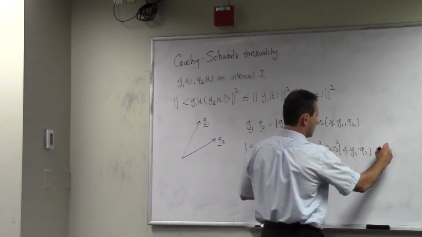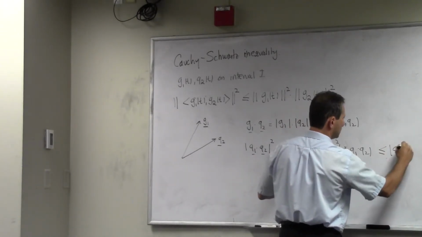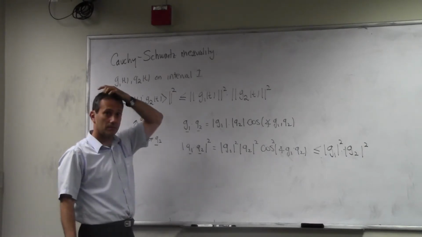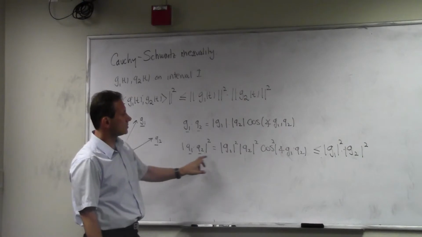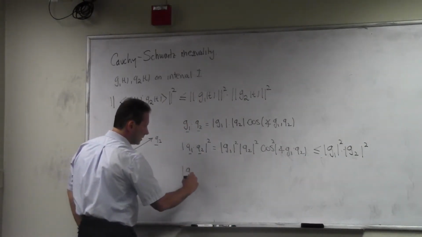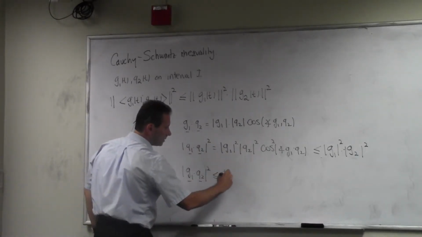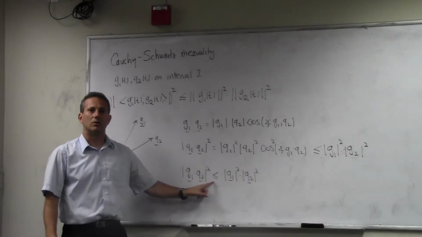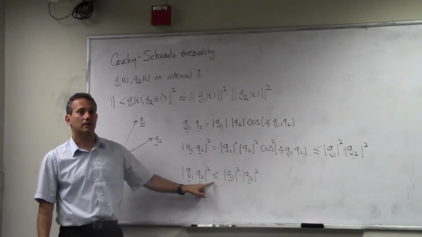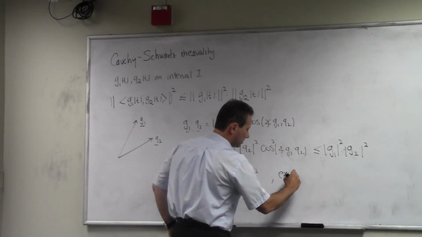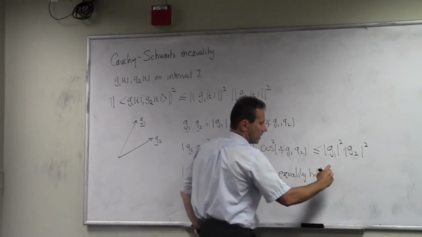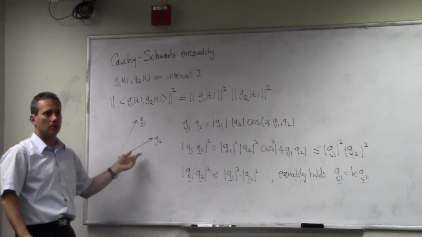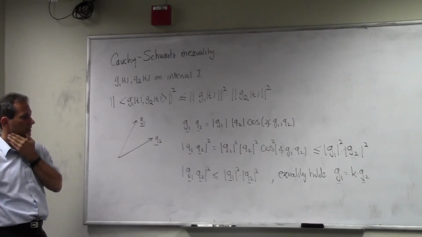So this is always smaller than just the magnitude of g1 squared times the magnitude of g2 squared, because cosine is always smaller than 1. So if I just take the first one and the second one, you end up with g1 dotted with g2, squared, is smaller than the magnitude of g1 squared times the magnitude of g2 squared. Tell me, when does equality hold? When they are parallel. So equality holds when g1 is, for example, equal to k times g2. They're either in the same direction, meaning k is positive, or in the opposite direction, meaning k is negative.